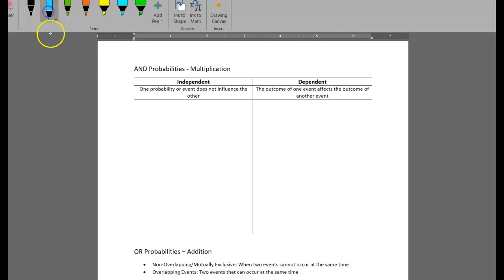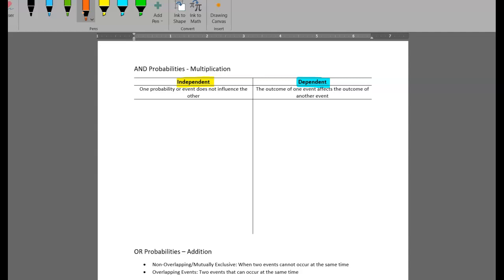This might be a little confusing at first because generally when we think about and, we think about addition, so 7 and 5. We think about that as addition in normal terms, but because we're working with fractions, we're actually talking about multiplication. And so there are two types of and probabilities. There's independent probabilities, and then there's dependent probabilities. An independent probability is one where one probability or event does not influence the other event, whereas with a dependent event, the outcome of one event affects the outcome of the other event.